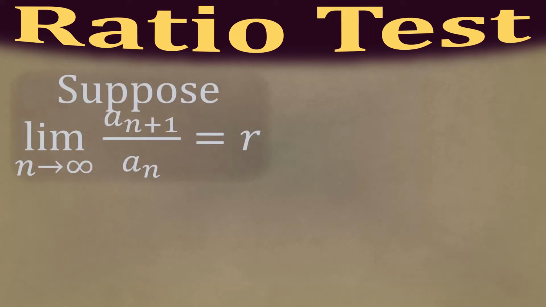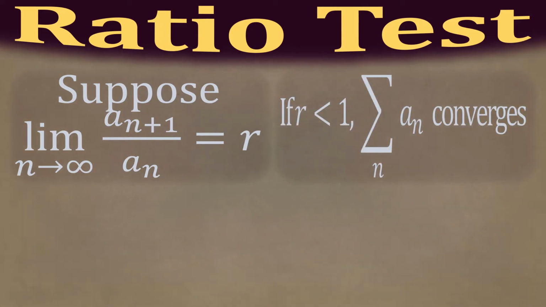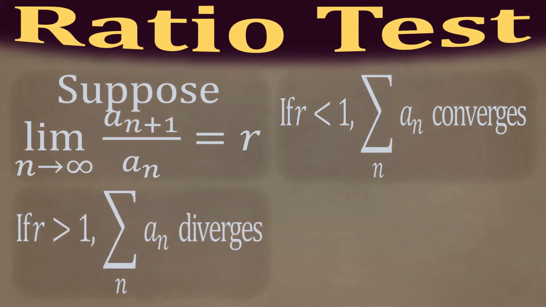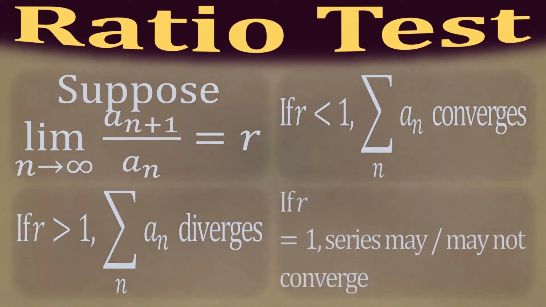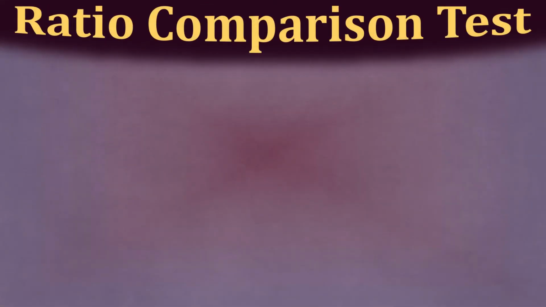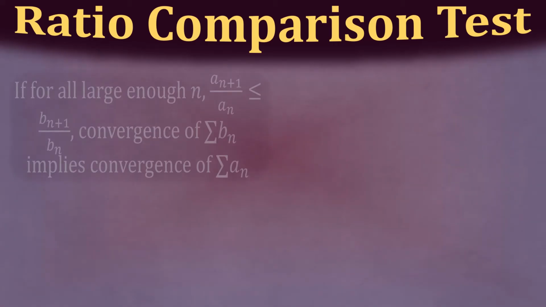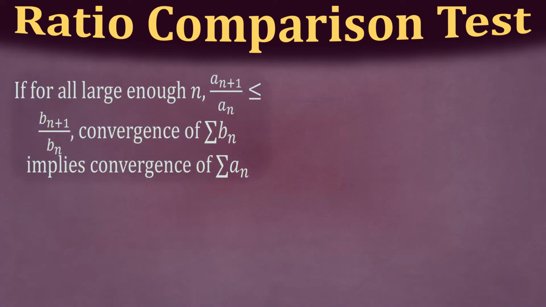Second, let's state the ratio test. Suppose that the limit as n approaches infinity of a_{n+1} divided by a_n is equal to r. If r is less than 1, then the series of a_n converges. If r is greater than 1, then the series of a_n diverges. If r is equal to 1, then the series may or may not converge. Third, let's state the ratio comparison test. If, for all large enough n, a_{n+1} divided by a_n is less than or equal to b_{n+1} divided by b_n, then the convergence of the series of b_n implies the convergence of the series of a_n.